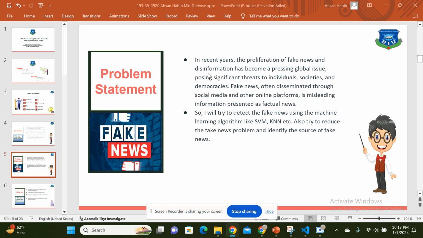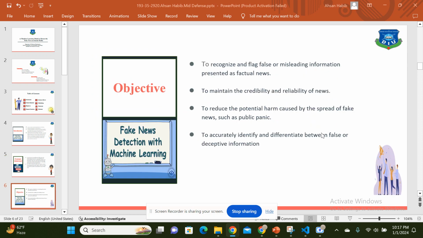Then problem statement. In the recent world, fake news is a threat for industry, society, and democracy. So I will try to detect fake news using machine learning algorithms like SVM, KNN, XGBoost, logistic regression, etc. Also I will try to reduce the fake news problem and identify the source of fake news.